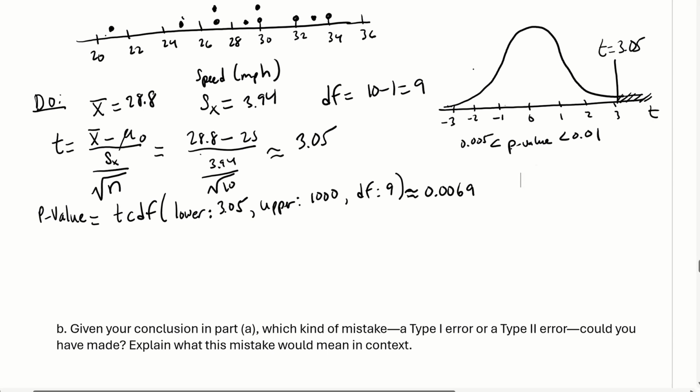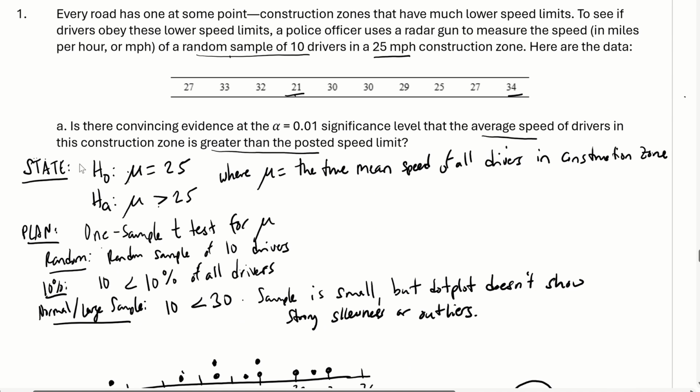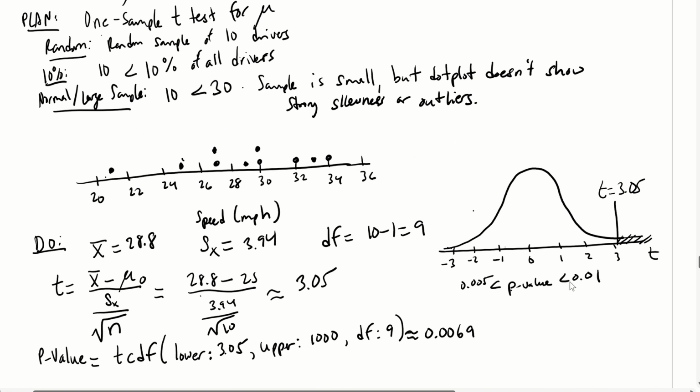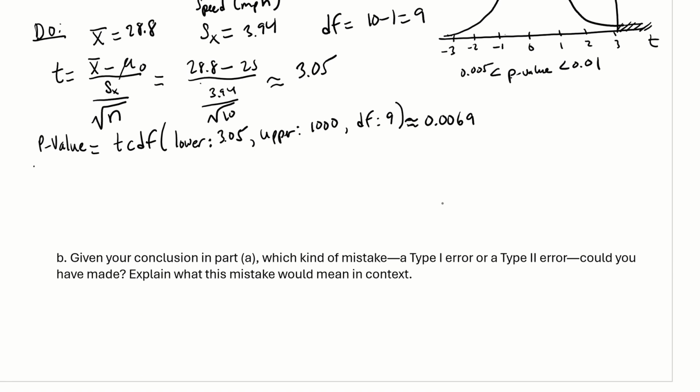Okay, in any case, you can see that this is less than alpha, right? Our alpha, we actually need to specify. Oh, I forgot to specify the alpha here. So construction zone, alpha equals 0.01. So that was our alpha. So either way, it's going to be less than 0.01 because it literally says right there, between 0.005 and 0.01. All right, so we can go ahead and conclude.